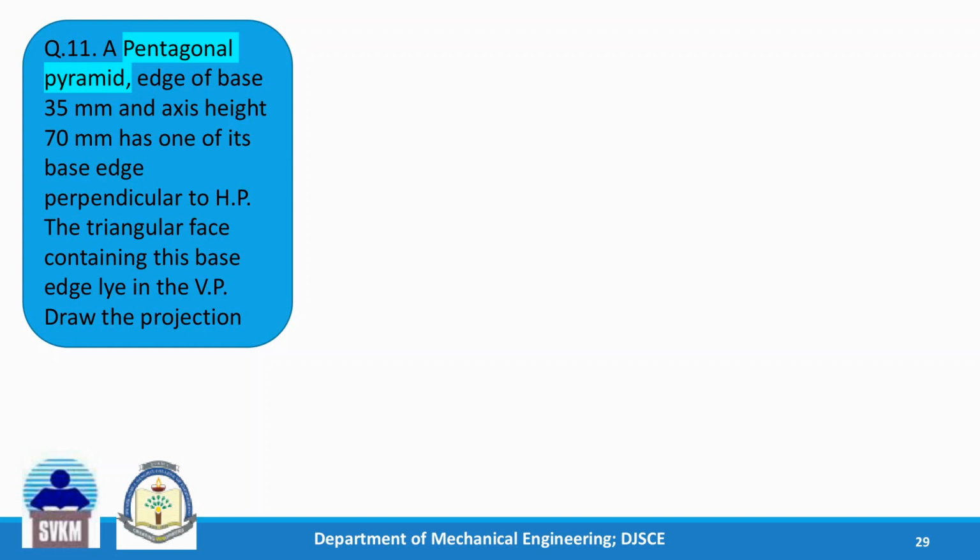Understand? One of the base edges is perpendicular to HP. Okay. The triangular face containing this base edge lies in the VP. This is important. What is it?